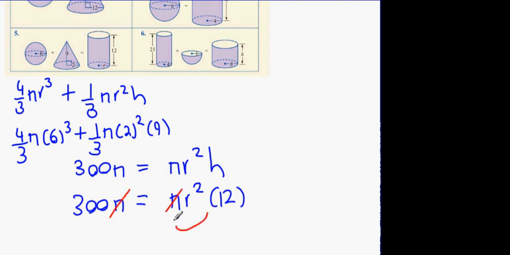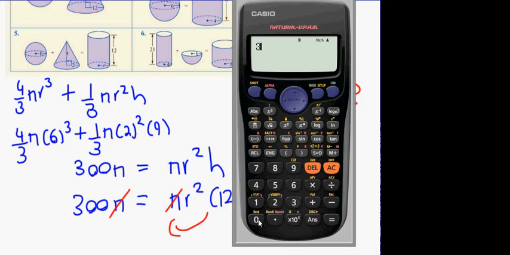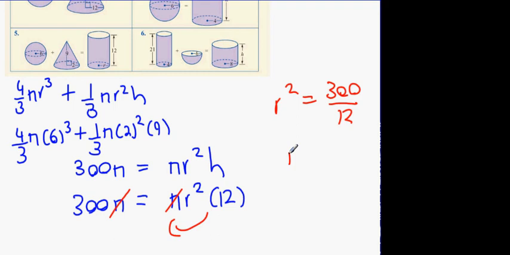I'm going to bring the 12 underneath, so what we're going to get is r squared equals 300 divided by 12. So you should probably go back to the calculator and do 300 divided by 12. And when you do that, you're going to get 25, which is a convenient number. So r squared equals 25. This means the radius must be equal to 5 centimeters.